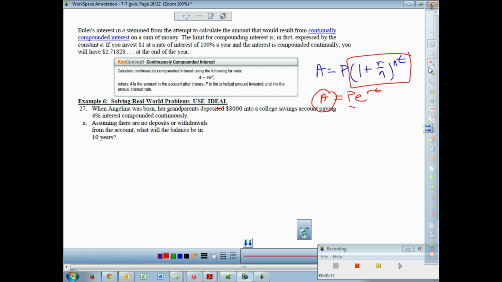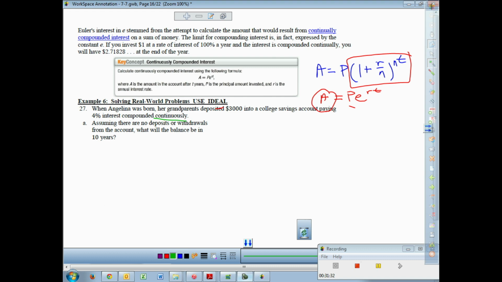Number 27. When Angelina Jolie was born, her grandparents deposited $3,000 into a college savings account, paying 4% interest compounded continuously. That's the only time you use PERT. Only time you use PERT is continuous interest. Sound cool? Everything else is the compound interest formula from up here. Assuming there are no deposits or withdrawals from the account, what will be the balance in 10 years?